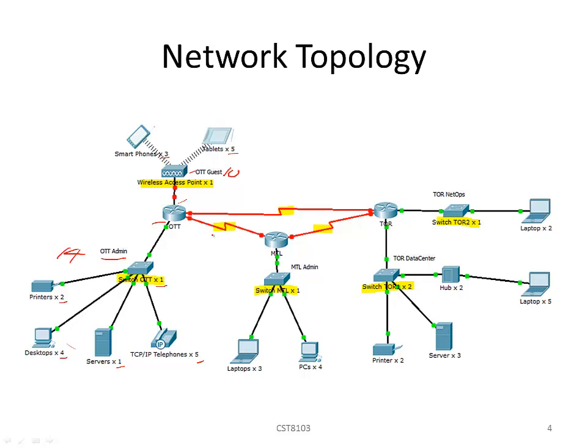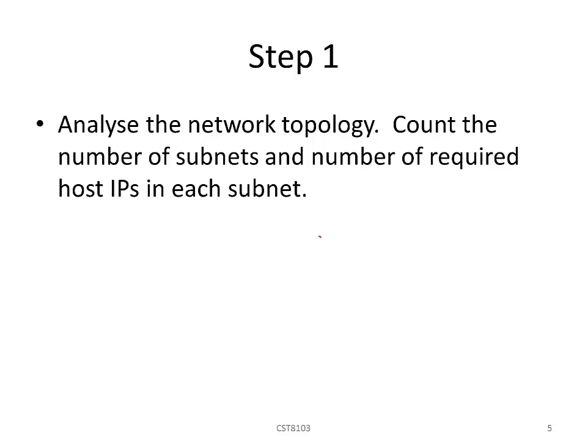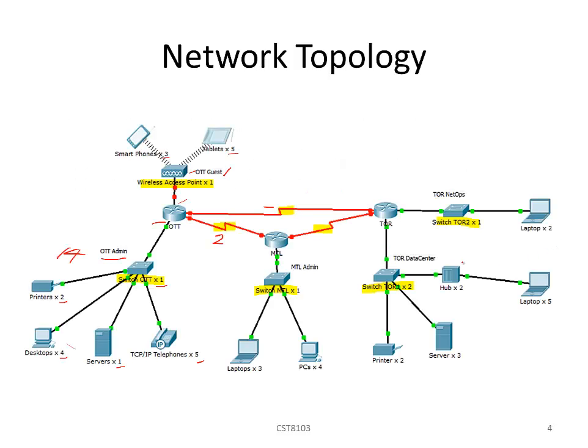Okay, now let's look at the WAN link from Ottawa to Montreal. It requires 2 IP addresses. Let's look at the WAN link from Ottawa to Toronto. Another 2 IP addresses. And the WAN link from Montreal to Toronto is also 2 IP addresses.